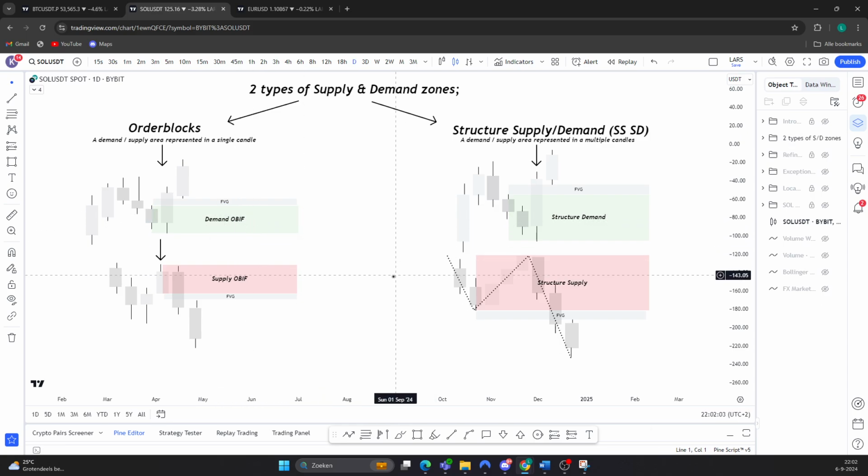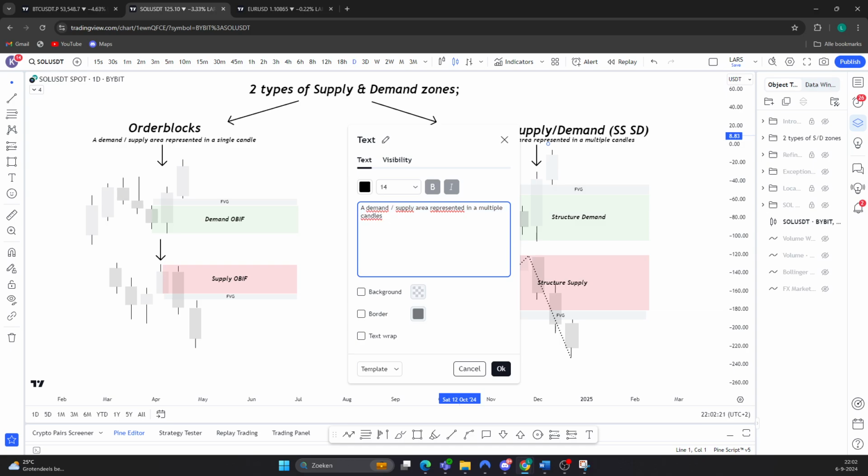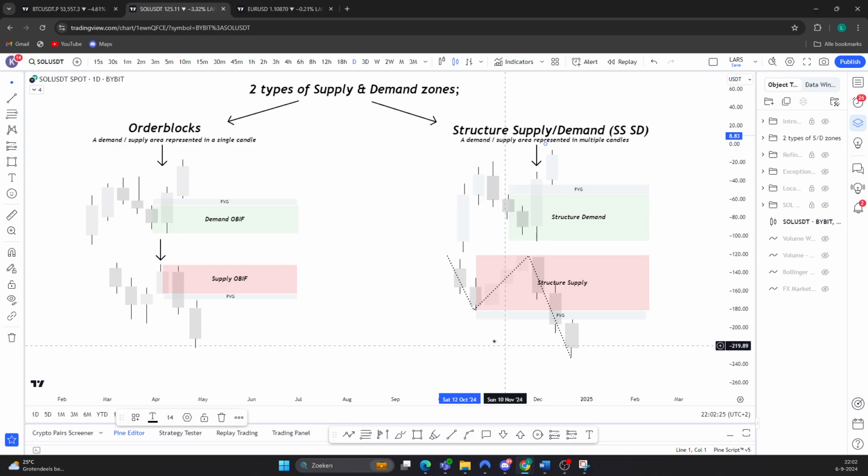Order block inefficiency. Now, we also have structure supply and demand, SS and SD. And that's also very simple. It's a demand or a supply area represented in multiple candles. I hate that they wrote "a." In multiple candles, okay? It's that simple.